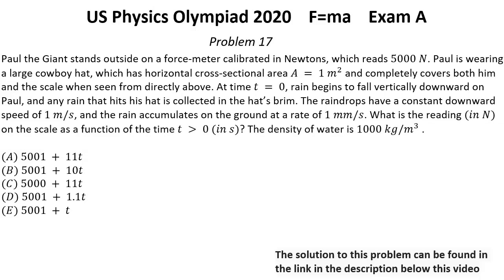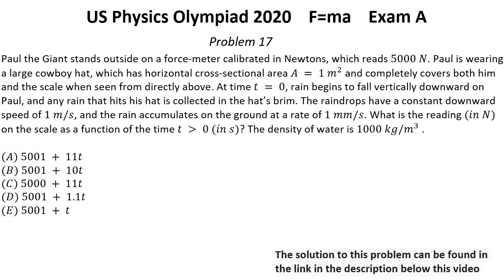Problem number 17. Paul, a giant, stands outside on a force meter calibrated in newtons, which reads 5000 newtons. Paul is wearing a large cowboy hat, which has horizontal cross-sectional area A equals 1 square meter, and completely covers both him and the scale when seen from directly above.